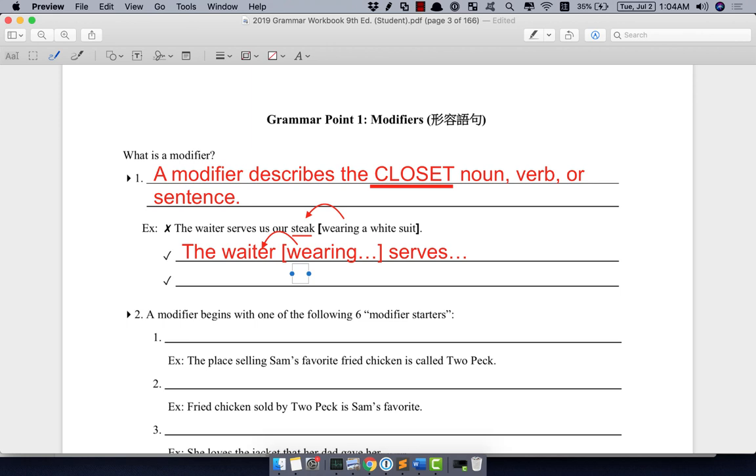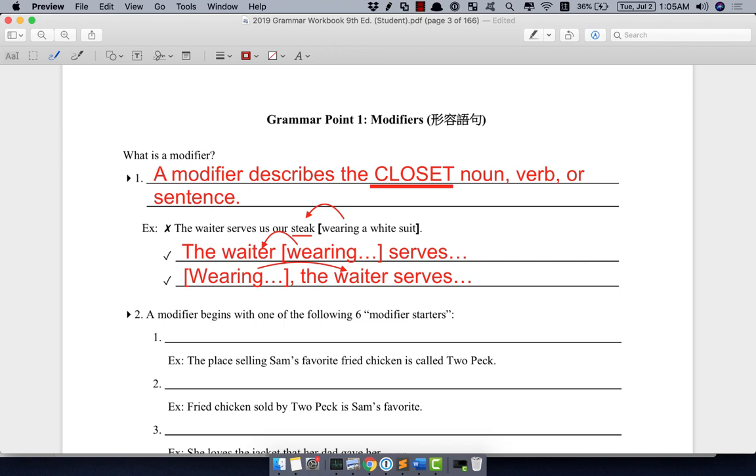And what's the second way to write the sentence? The second way is to have the phrase wearing a white suit in the beginning of the sentence. So wearing dot dot dot, the waiter serves us our steak. In this case, the phrase wearing a white suit is also describing the waiter, because this modifier is the closest to the waiter. So also draw an arrow to the waiter from wearing a white suit, like so.